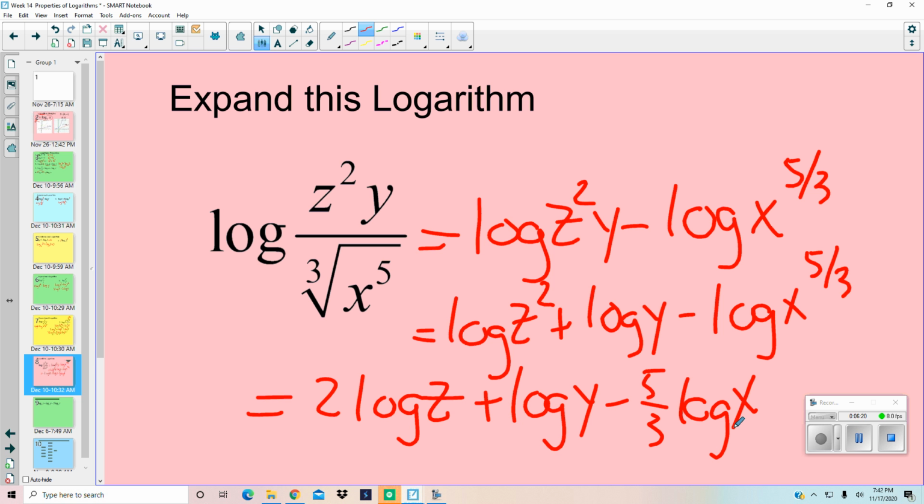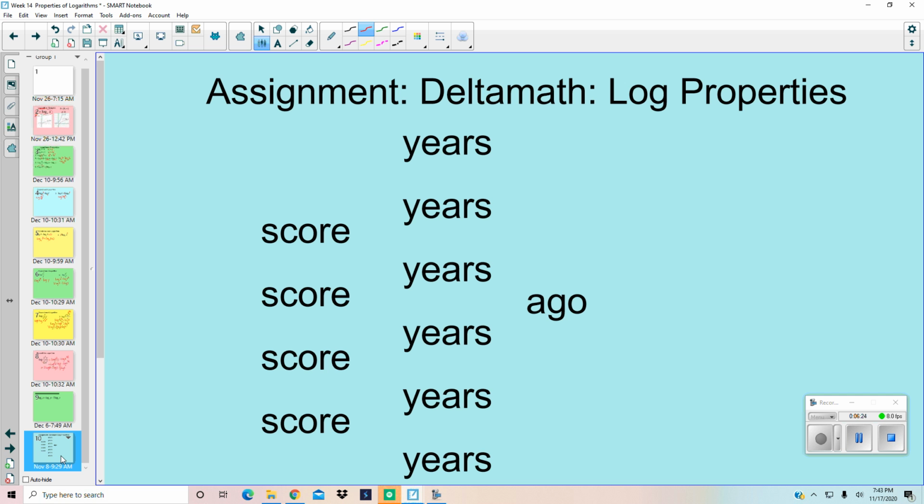Okay, so you're going to go to Delta Math, do the expanding and condensing logarithms assignments on log properties.